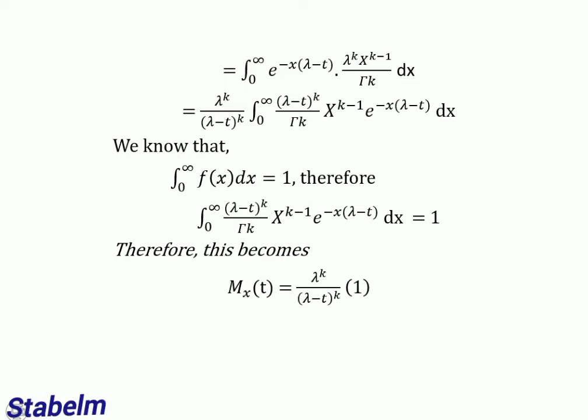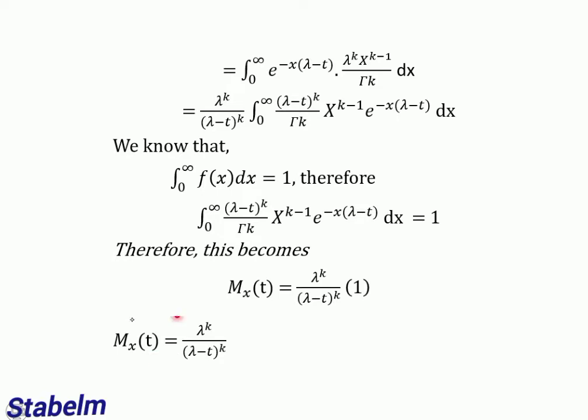Yes, now we are dealing with 1 here because the whole of this integration here is the probability of all sample space, which is equal to 1, and we introduce it to this point, we have this 1 here. Multiplying this by this gives us the moment generating function of the gamma distribution. So that is the moment generating function of the gamma distribution.